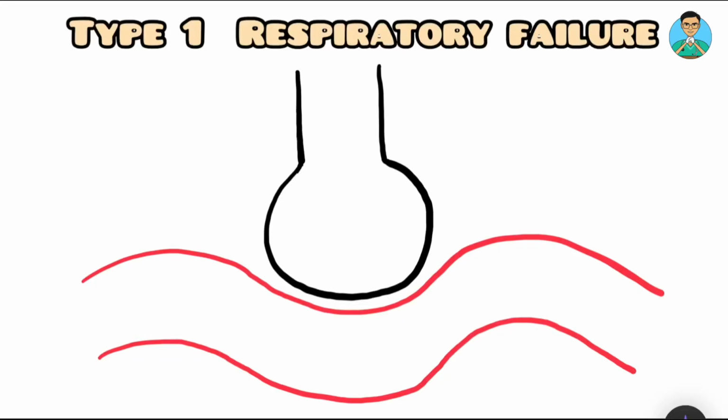Respiratory failure is when the lungs fail to perform their function, that is gaseous exchange or oxygenating the deoxygenated blood. Now this respiratory failure can be of 4 types, type 1 all the way to type 4. In this video, let us talk about type 1 respiratory failure, which is also known as acute hypoxemic respiratory failure. So the underlying main pathophysiology over here will be hypoxemia.